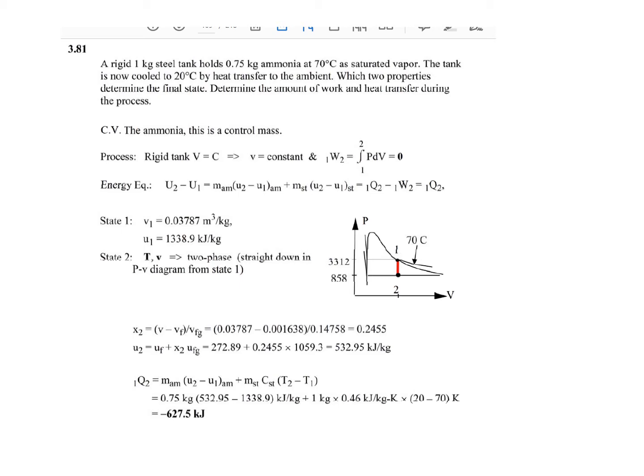A rigid 1 kg steel tank holds 0.7 kg of ammonia at 70 degrees centigrade in the form of saturated vapors. The tank is now cooled to 20 degrees centigrade by transfer to ambience. Which two properties determine the final state, and determine the amount of work and the heat transfer?